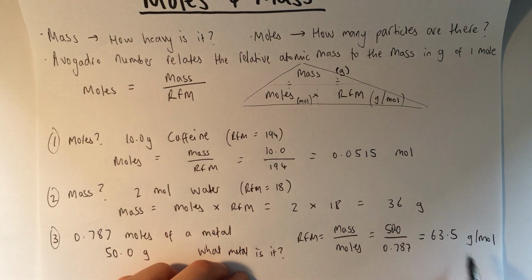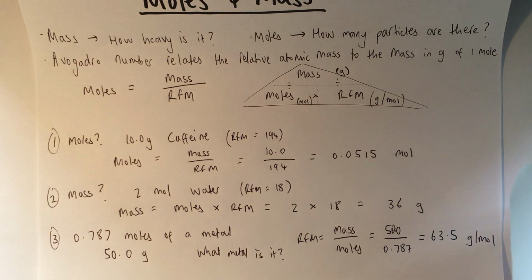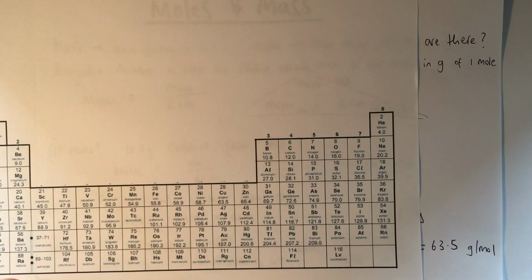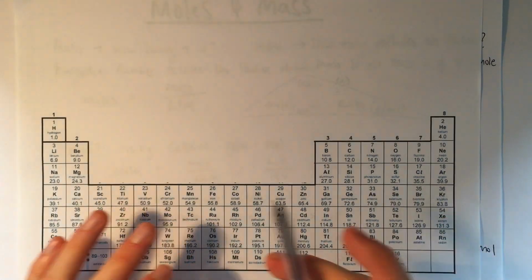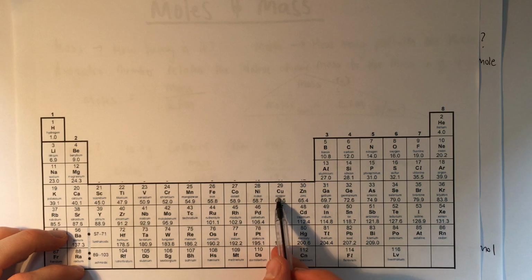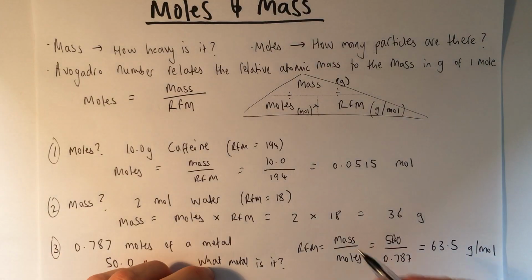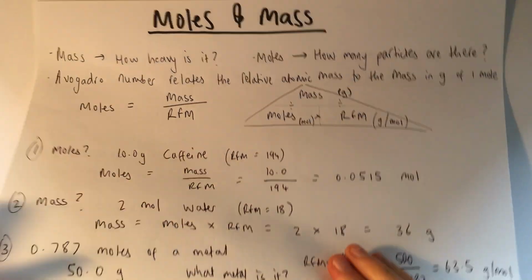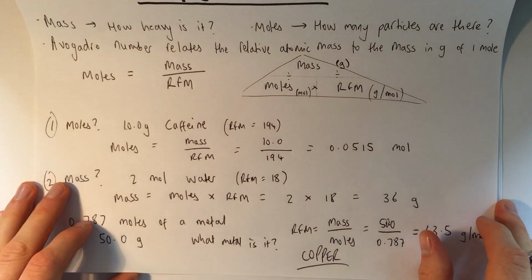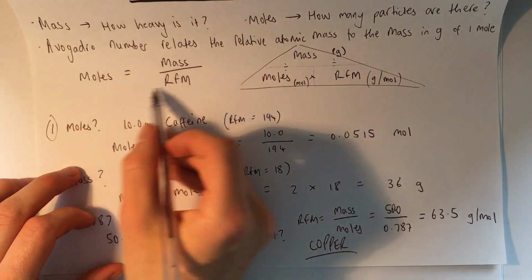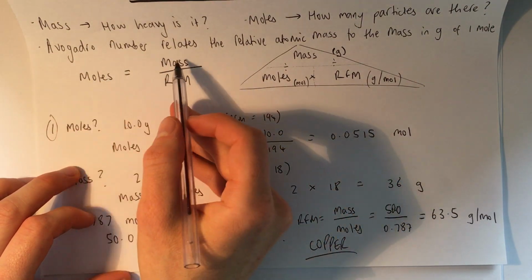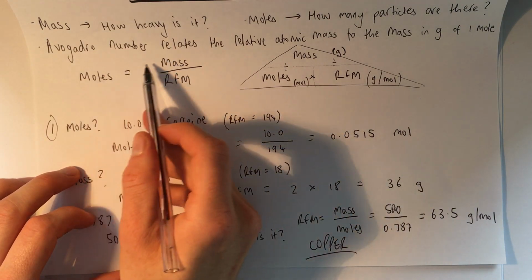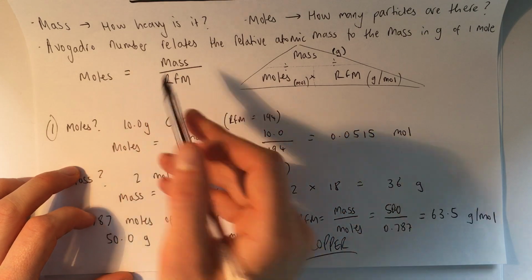Now I know that, because relative formula mass is just the relative atomic mass for the metal. I'm going to look for which metal has got the relative atomic mass of 63.5. And I find that it is copper. So the metal is copper. So there's 3 worked examples of how we can use this equation, this relationship, to work out either the moles, the mass, or relative formula mass. It's one to remember. This is arguably the most important equation or formula in chemistry.